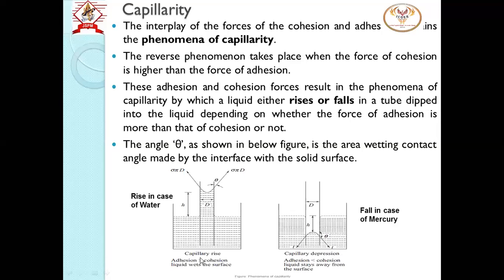Just note down that in case of water, adhesion is greater than cohesion, and in case of mercury, cohesion is more, that is, adhesion is less than cohesion. Therefore the liquid stays away from the glass surface. So this is capillarity, denoted as H, and H is nothing but a height. It may be a rise or it may be a fall. The unit will be centimeter, mm, or maybe meter also. So capillarity is the rise or fall of liquid in a capillary tube.